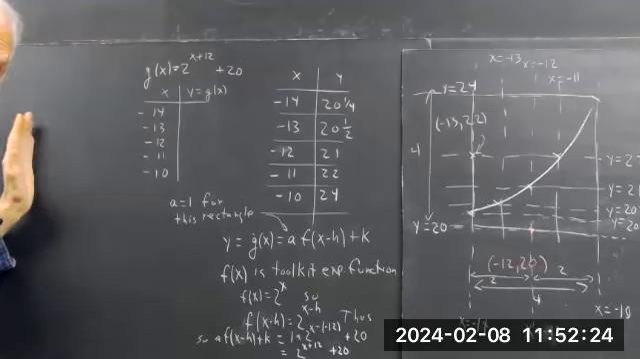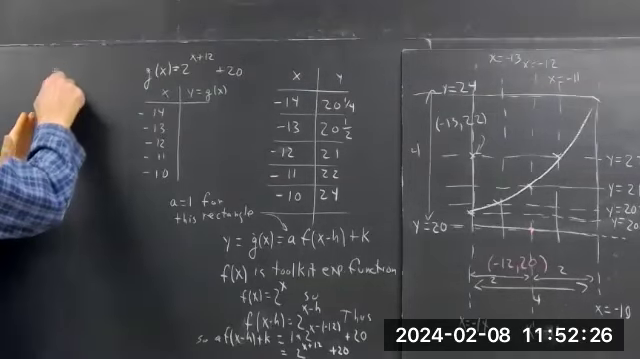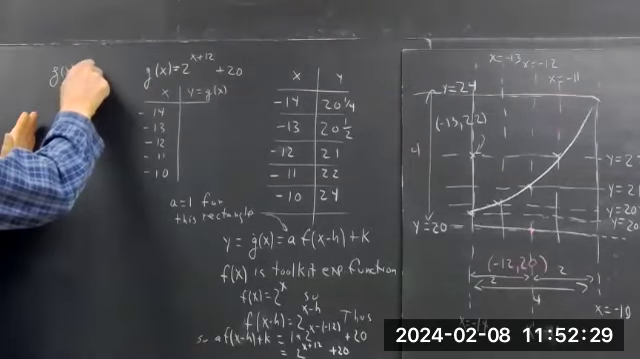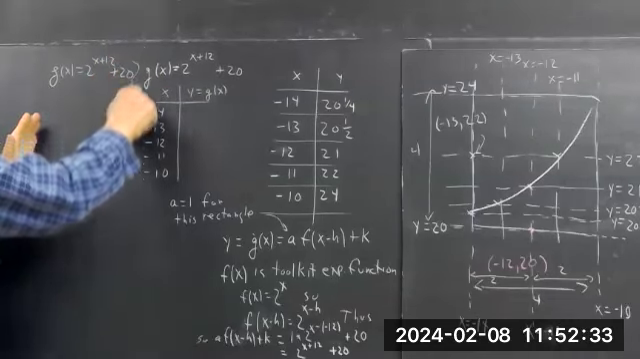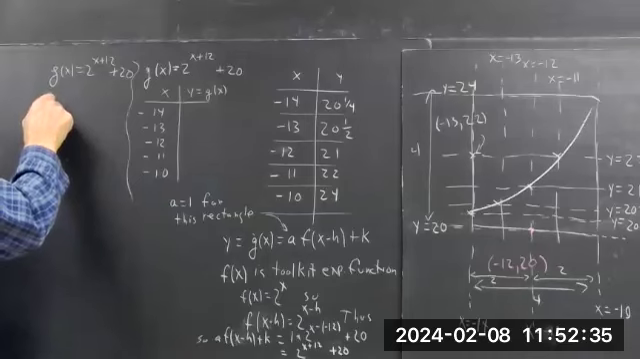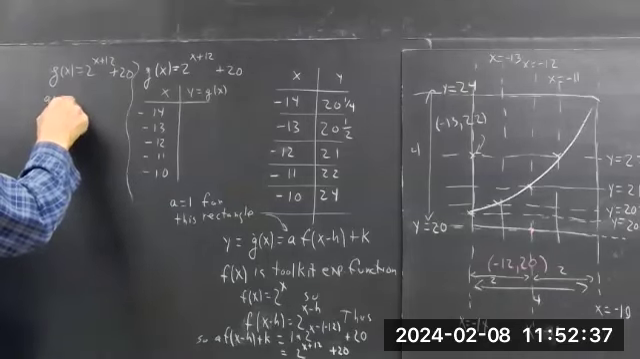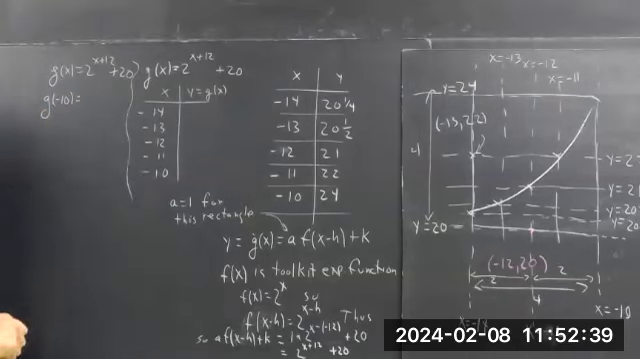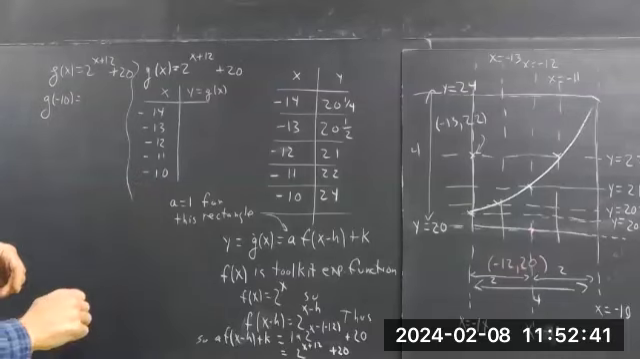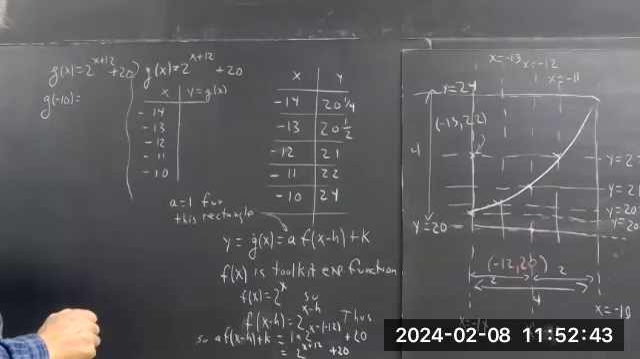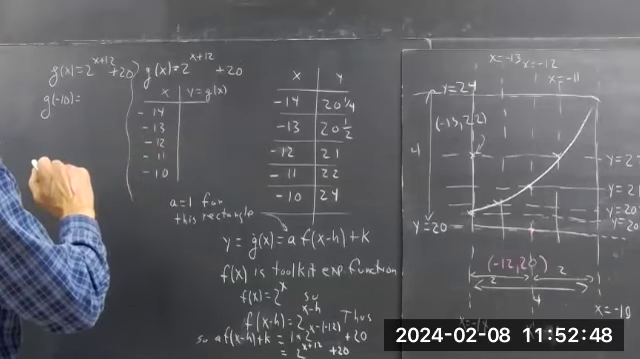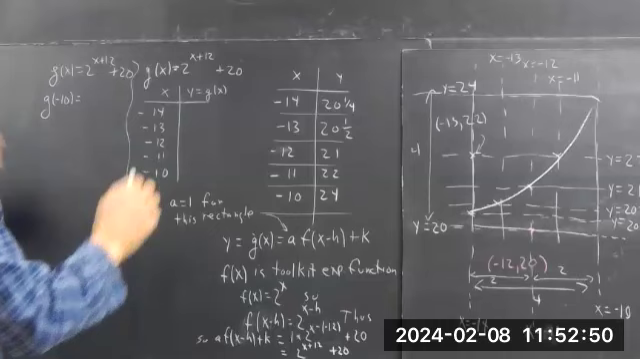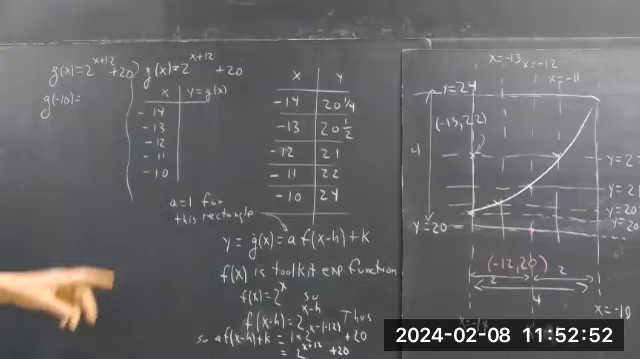You write g of x equals 2 to the x plus 12 plus 20. G of -10 equals... actually, let's do g of -10. Okay. G of -10 equals what?